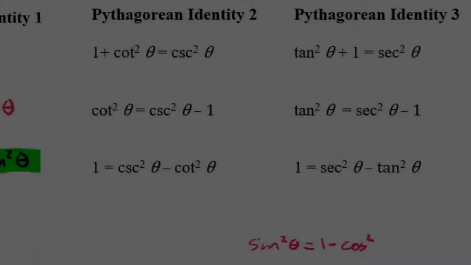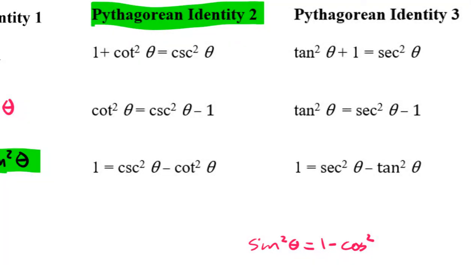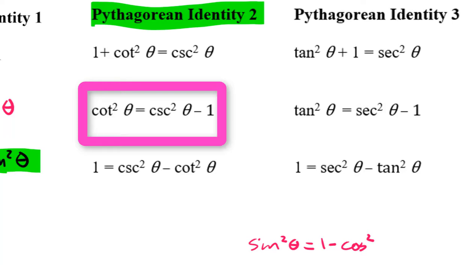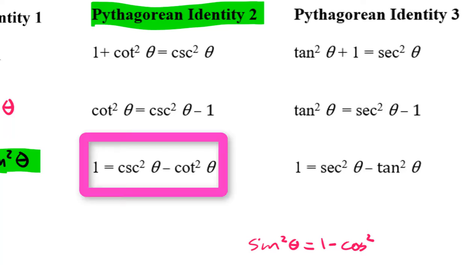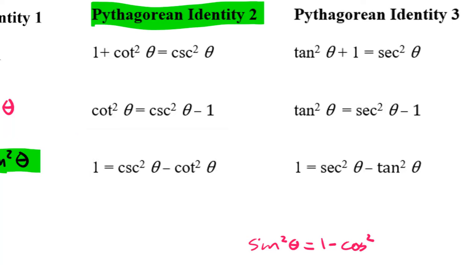So Pythagorean identity number 2: 1 plus cotangent squared equals cosecant squared. If you solve that for cotangent squared, that would give us cotangent squared equals cosecant squared minus 1. However, if we were to solve that Pythagorean identity for 1, we would end up with the third version of that identity. And looking at Pythagorean identity number 3, same thing. There's two other versions of that, and those versions are what we'll use when we do our substitutions, generally speaking.